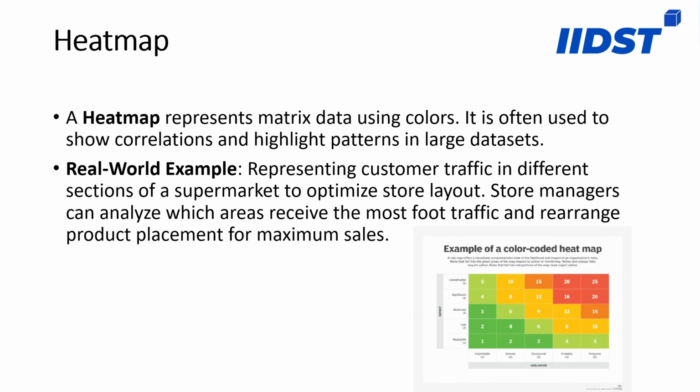Heat map. A heat map represents data in matrix form using colors to highlight patterns and relationships. It is often used to show correlations and highlight patterns in large datasets. For example, supermarkets use heat maps to track customer movement and optimize store layout for better sales. We use heat maps for customer behavior tracking, website analytics, and scientific data analysis.